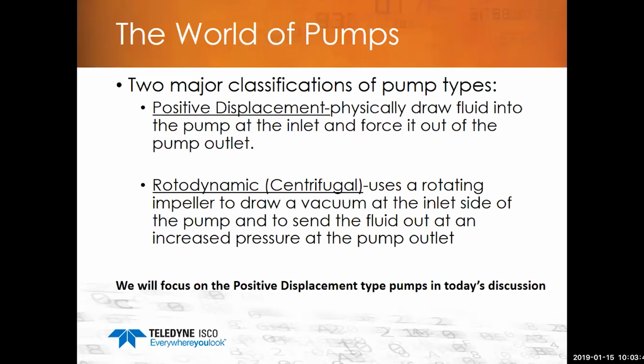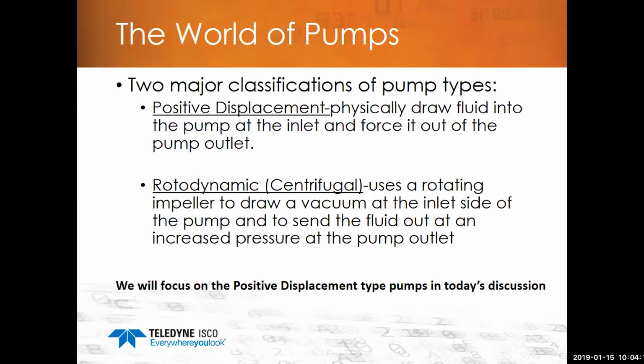And then rotodynamic, as I said earlier, uses a rotating impeller or a rotating mechanism to draw a vacuum into the inlet side of the pump and send the fluid out at a higher pressure to the outlet. And typically you see these in larger factories, oil and gas, or water treatment facilities, where you need to move high volumes of fluid.